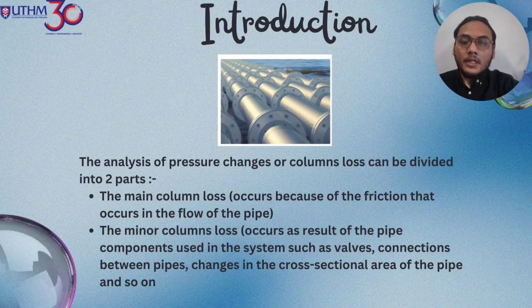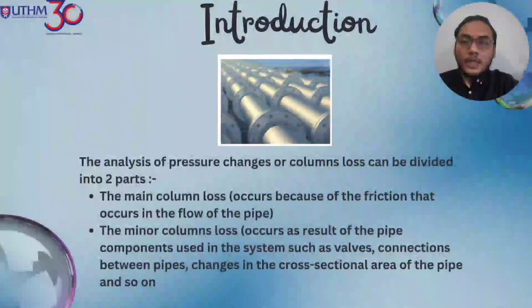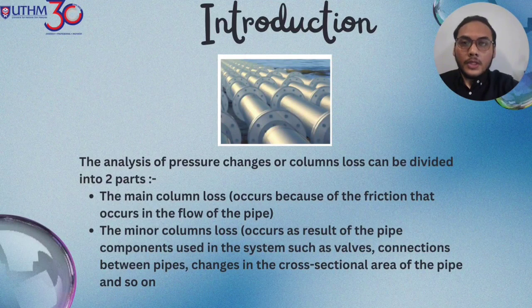Next, the analysis of pressure change or head loss can be divided into two parts. First, the major head loss occurs because of the friction that occurs in the flow of the pipe. Second, the minor head loss, which is caused as a result of the pipe components used in the system, such as valves, connections between pipes, change in the cross-sectional area of the pipe, and so on.